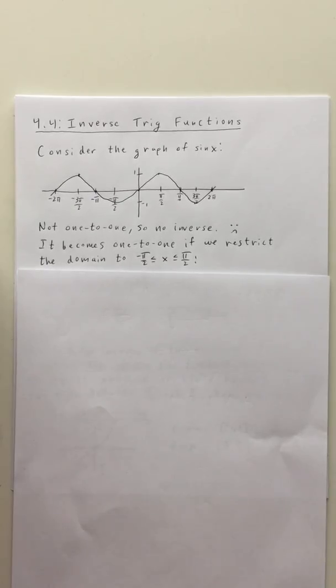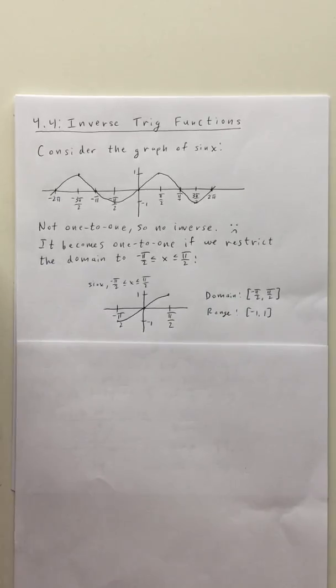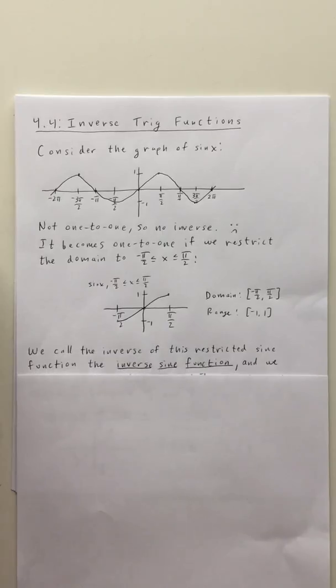The standard domain to restrict the sine function to, we could make lots of choices, is the interval between minus pi over 2 and pi over 2. If we restrict the sine function to that interval, the graph is just the piece of the sine graph between minus pi over 2 and pi over 2. We can see that this restricted function is now one-to-one. It has a domain of the closed interval from minus pi over 2 to pi over 2 and a range from minus 1 to 1. And so this restricted function will now have an inverse.